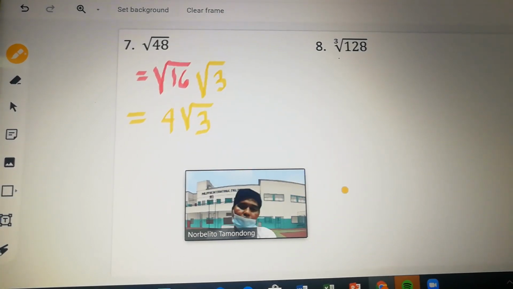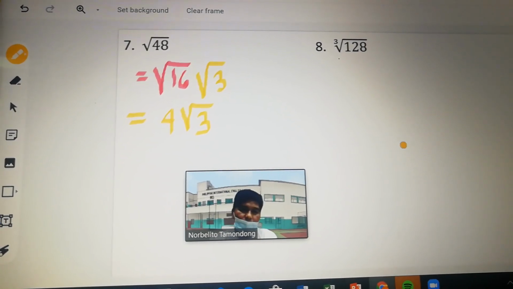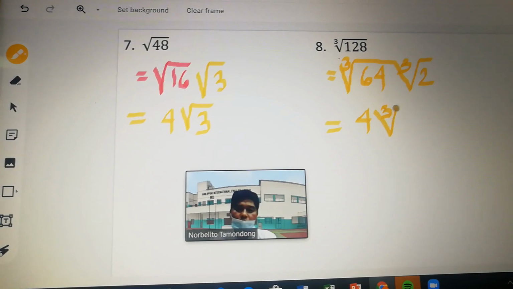Next, cube root of 128. Now, what is the greatest perfect cube factor of 128? Okay, the perfect cube factor of 128 is equal to 64. The non-perfect cube factor is equal to 2. So therefore, what is cube root of 64? It's equal to 4 cube root of 2.